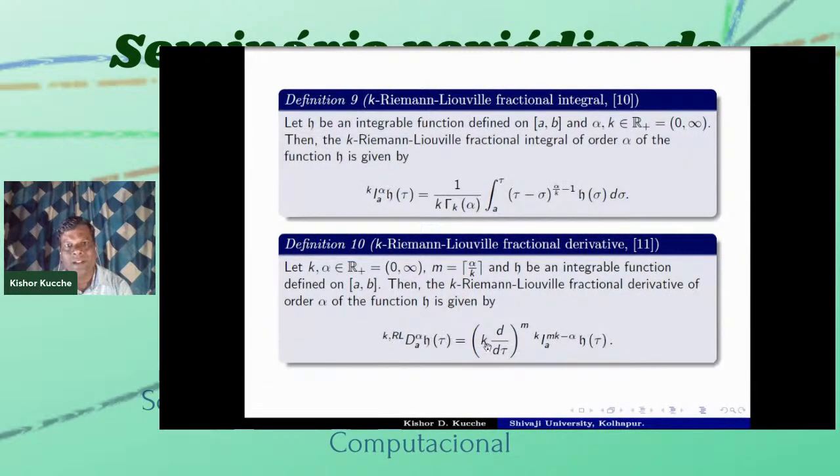It is defined when k and alpha are positive real numbers, m is the ceiling of alpha by k, and h is an integrable function. Then the k Riemann-Liouville fractional derivative of h of order alpha is defined in this way: the m-time operator, k times d by d tau, operated on the k Riemann-Liouville fractional integral of order mk minus alpha.